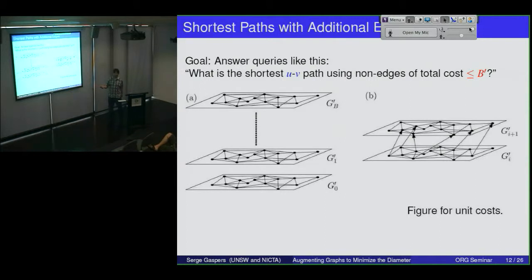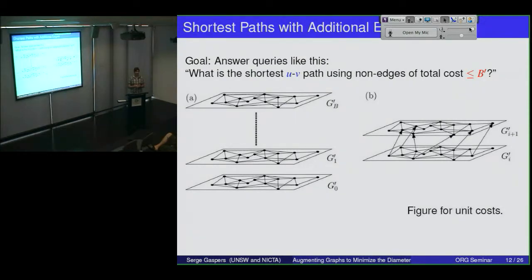Just before you start, if you have an oracle that is able to answer this query, you need to run it at most n squared times to solve the problem. No, that's not sufficient, because you can reuse an edge for several pairs. Actually, you would need to, yep.